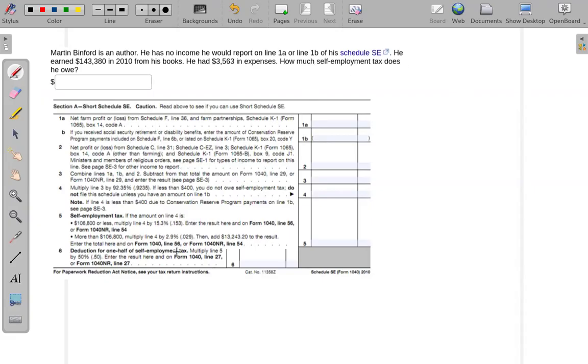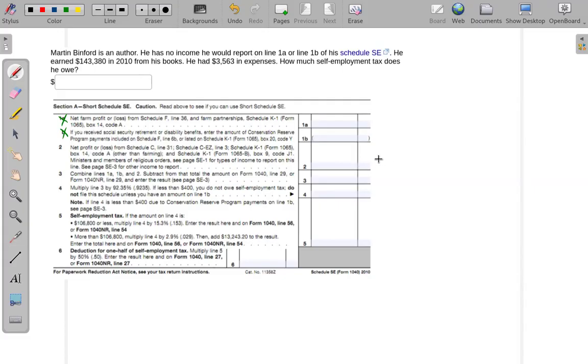So we have to walk through these steps here. Let's do it. Net farm profit or loss: he doesn't have anything there. Or B, Social Security income. Net profit or loss from his other work, that he does have up here. So he earned this much, he had that many expenses, so the difference is the net profit. So that would be line 2 here.